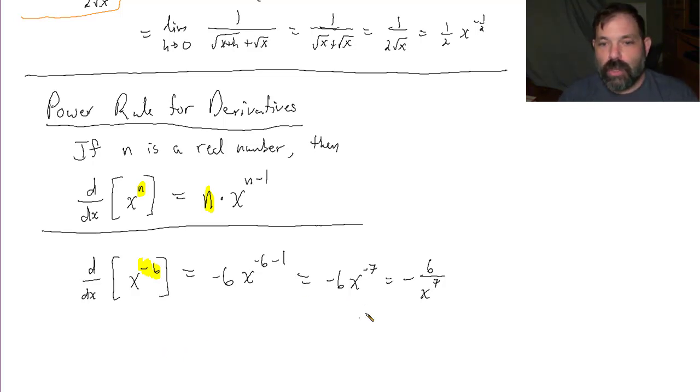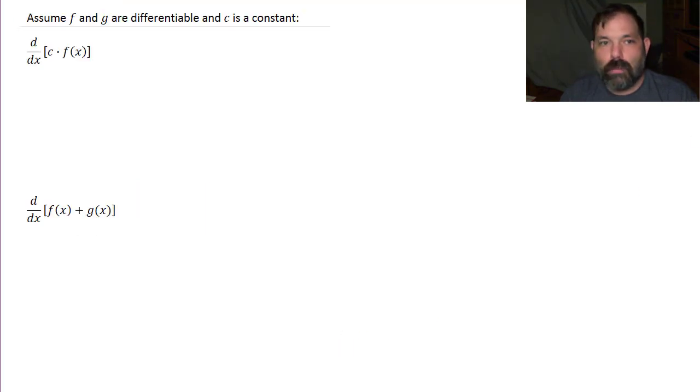So that's our first important rule. Now, that limits what we can do, right? We're limited to only expressions that have x to a power. So what if we had instead some function that we know is differentiable and we're multiplying it by a constant? So let's assume that f is differentiable and c is a constant.